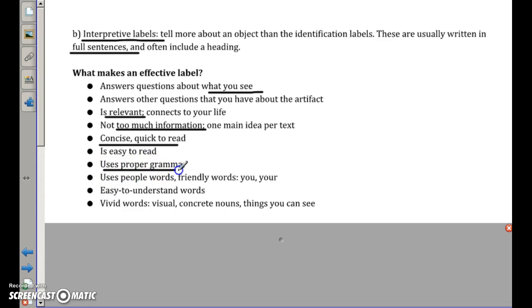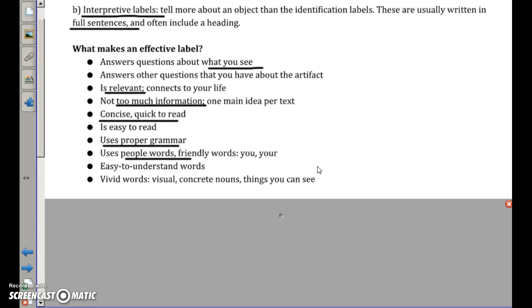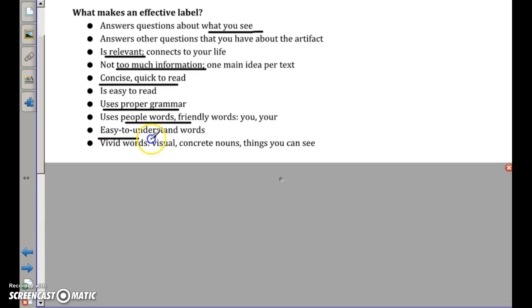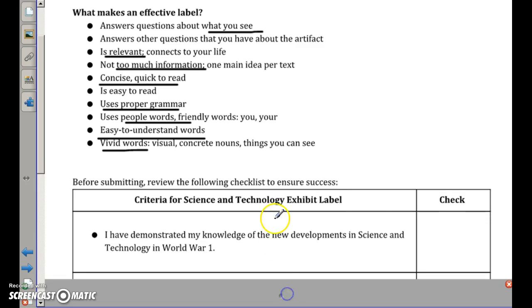Make sure it's proofread. It has to be in people-friendly words, so make the object relate to the people. Use easy to understand words. We don't want anyone to feel like they have to get out their dictionary. And it's vivid. You should somehow bring your artifact to life.